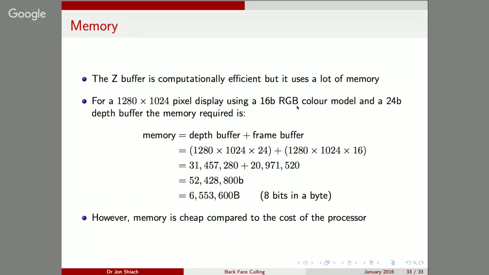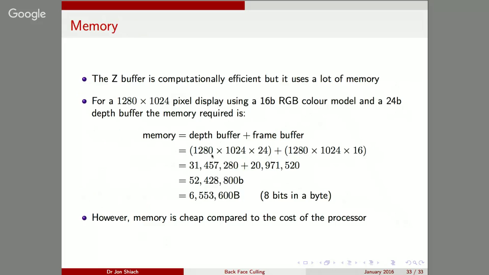If you combine different quantities of red, green, and blue, you can create most of the colors in the visible spectrum. 16-bit just means each pixel has 16 bits of memory associated with that color. And a 24-bit depth buffer. That's how many different numbers we can store, so the higher this value, the more different numbers you can store. The memory required is the memory for the depth buffer plus the memory for the frame buffer.